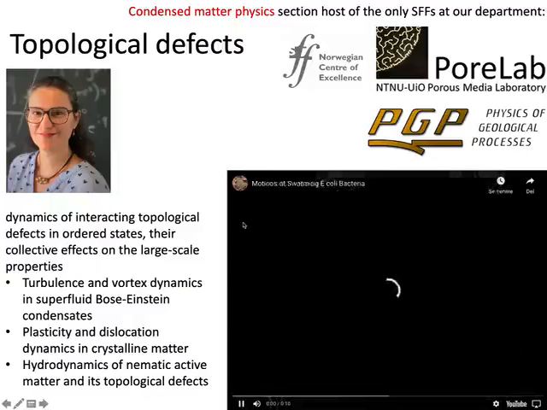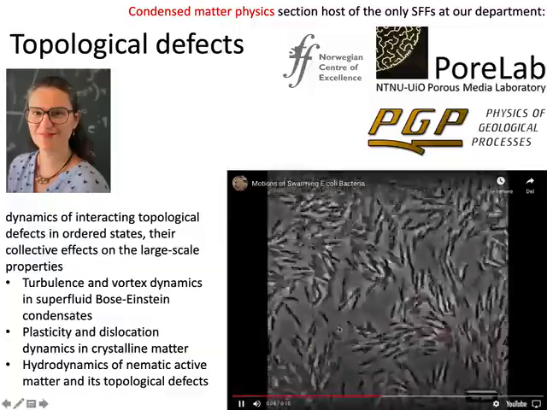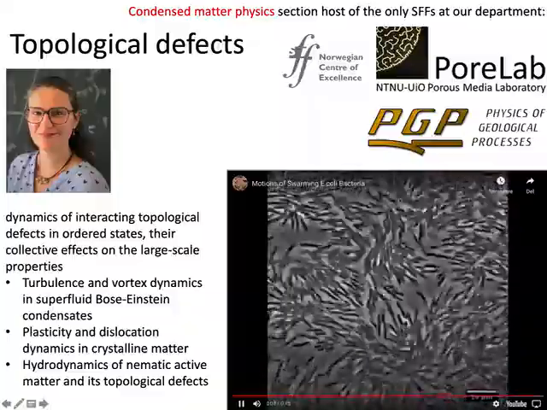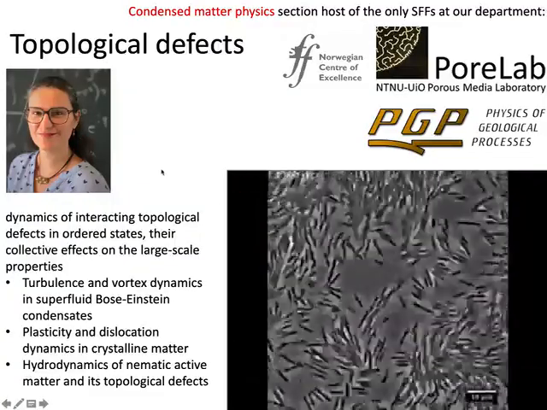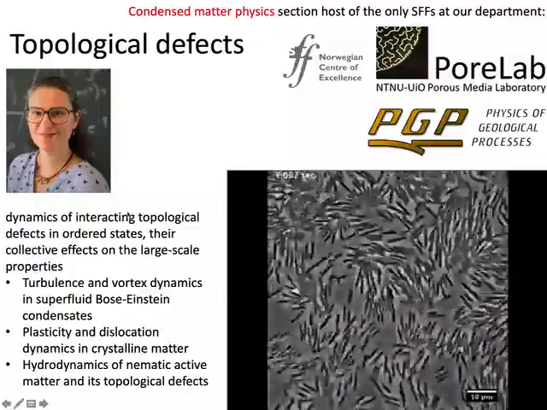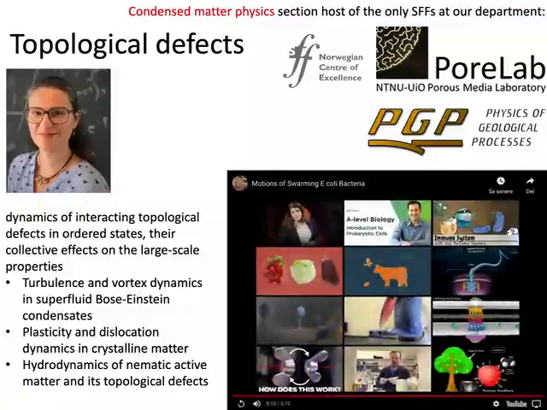Here's an example showing you what I mean by active liquid crystals. You see that they reorganize, they swarm, they form groups, and they have topological defects and vortex dynamics that change all the time, but can be characterized, for example, in phase diagrams. And Louisa, who normally teaches this course with me, is active in studying this.